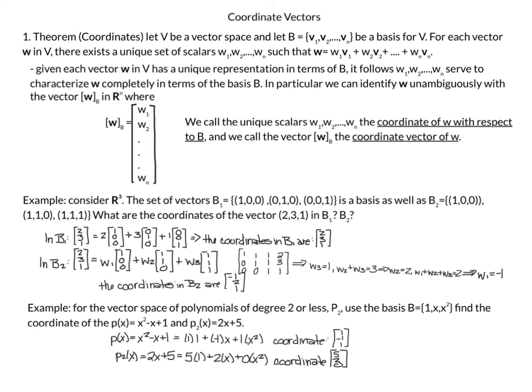Similarly, for p2, we found the coordinates were 5, 2, 0, and we did the calculation for that, or kind of showed it more explicitly. The coordinates are 5, 2, 0 because this is 5 times our first basis vector 1, plus 2 times our second basis vector x, plus 0 times our last basis vector.